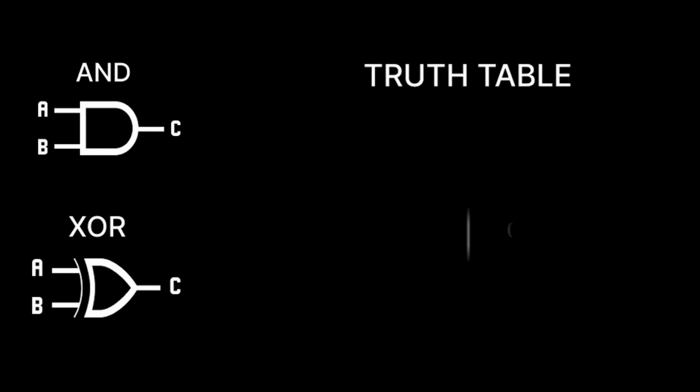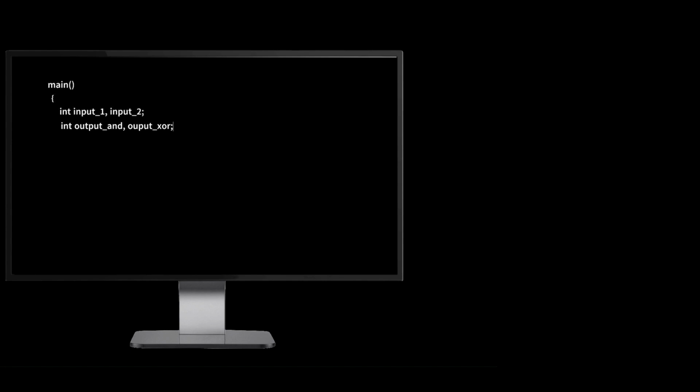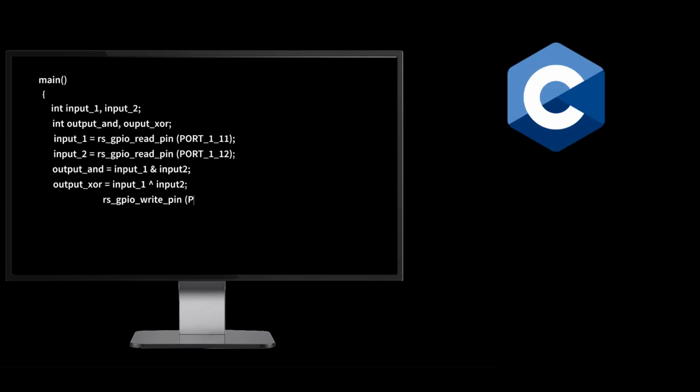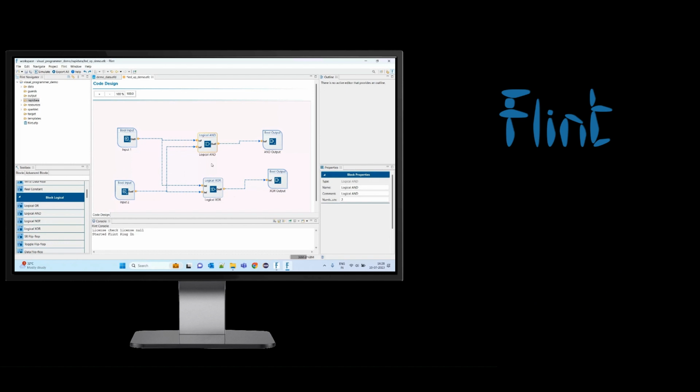Let us assume we have to write a small firmware that reads two digital inputs, drives one LED with the logical AND value of the inputs and another LED with the logical XOR value. Writing in C, typically this program will look like this. This calls for knowledge in C programming and underlying hardware. But with Flint Visual Programmer, all of this is automatic and easy.